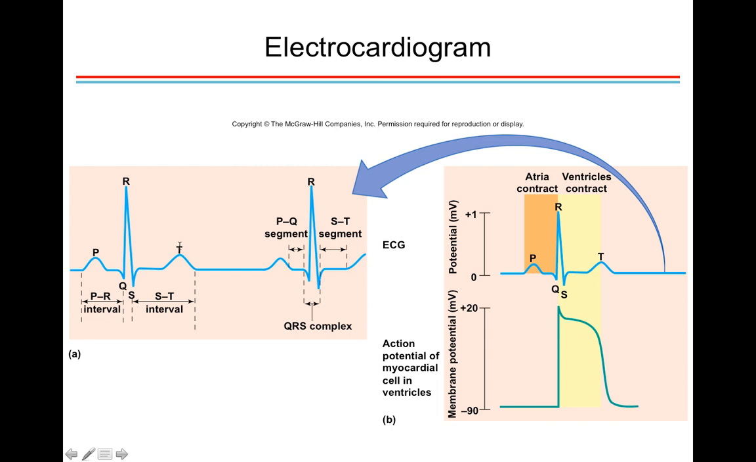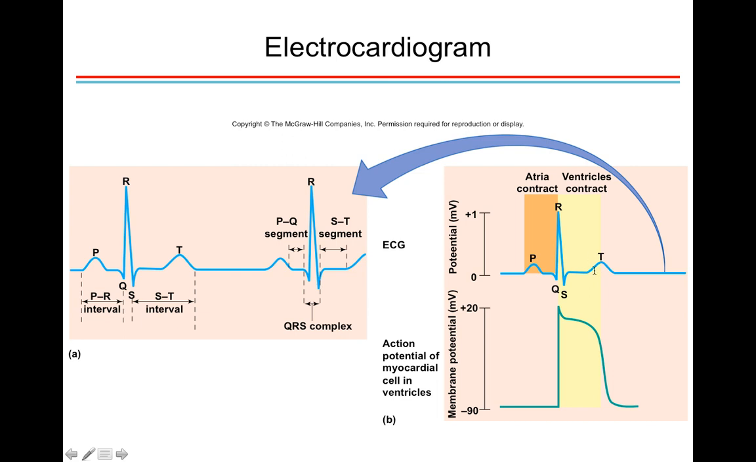I want to show that over here as well. And again, just want to go over this again. So we have the P wave being the atrial depolarization. The PQ interval is when the atria contract. We have the QRS wave, which is the ventricular depolarization. And then this ST segment represents ventricular systole or ventricular contraction. And then the T wave represents the repolarization of the ventricle.